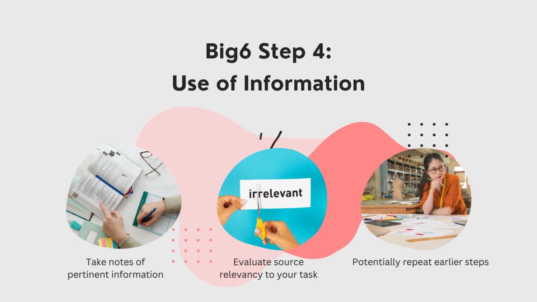Once you've found information that addresses your topic, now you're in step 4. So this is all about your use of the information that you found. So this is when we start to take notes of information that is specific to our goal. We might evaluate or reevaluate the source on its relevancy to what our task is. It might be a great source, but it might not hit what we need it to hit for our assignment. So we're really thinking critically about this source that we're using and whether or not it's a good fit for us in this assignment.